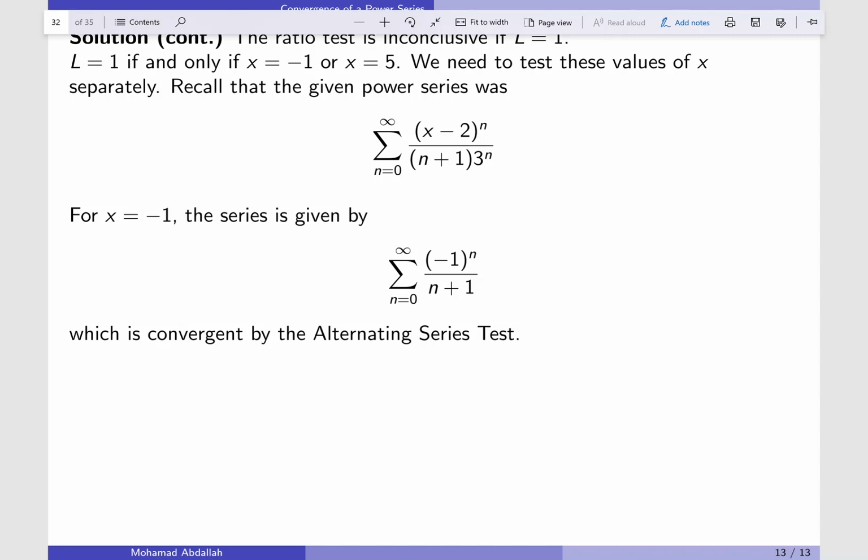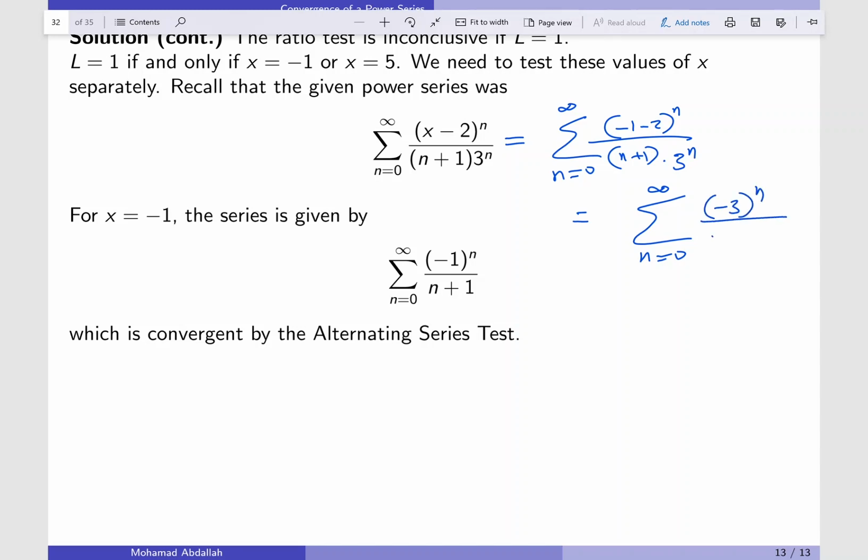I have a typo here, sorry. Oh no, I don't have a typo, sorry. If I plug in x equal -1 here, I get this. How did I get this one? Well, it's very simple. If I replace x with -1, that's going to be -1 minus 2 to the power n over n plus 1 times 3 to the power n. So this is the sum from n equals 0 to infinity, -3 to the power n over n plus 1 times 3 to the power n.